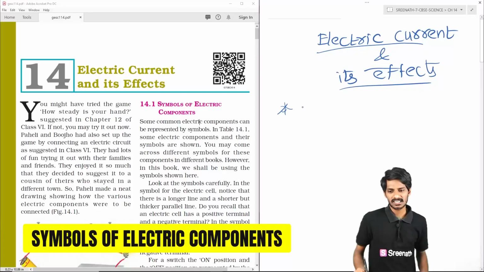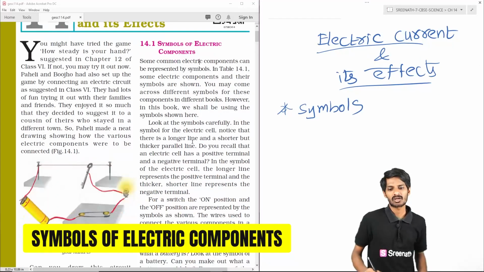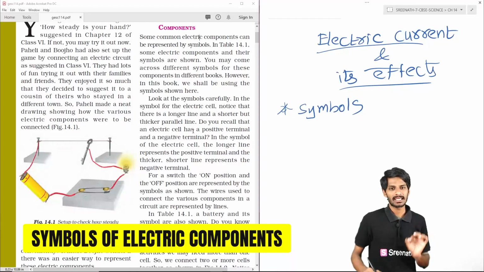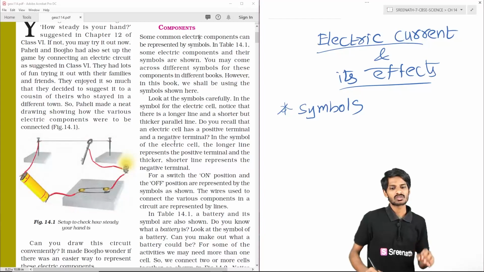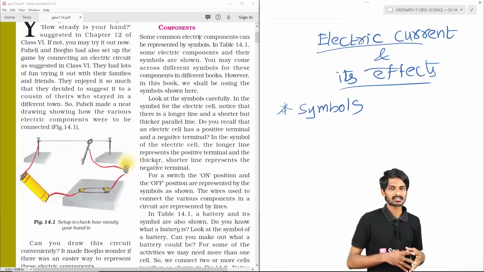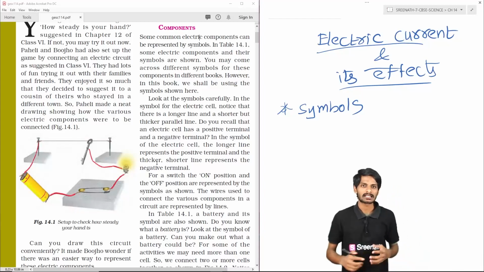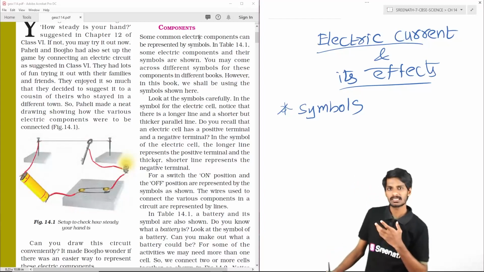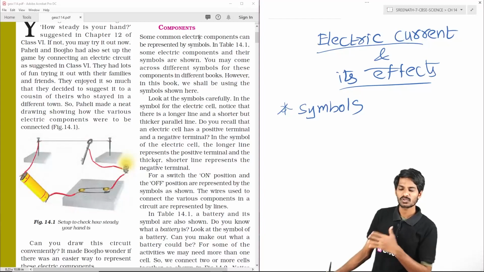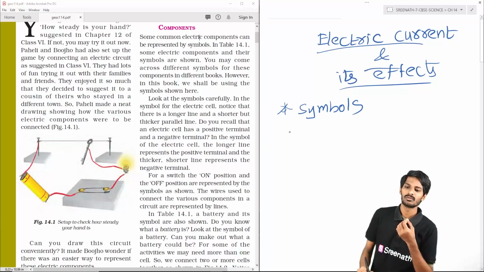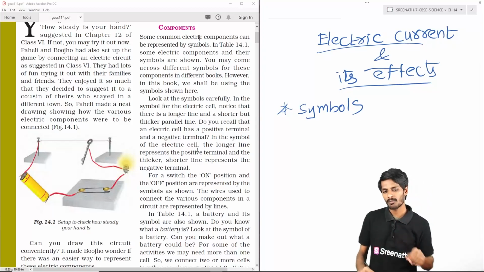The first thing is symbols of electric components, students. We know in an electric circuit there are so many electrical components. While drawing the circuit diagram, if you use the electrical component symbols, it is very easy to draw. That's why we use symbols. Just as there are symbols for addition and subtraction, we have symbols for electric components, students.